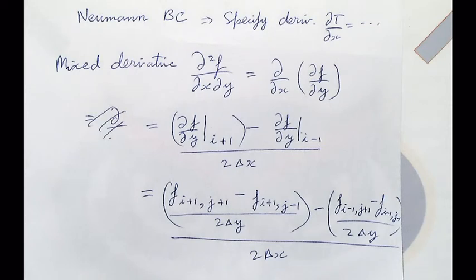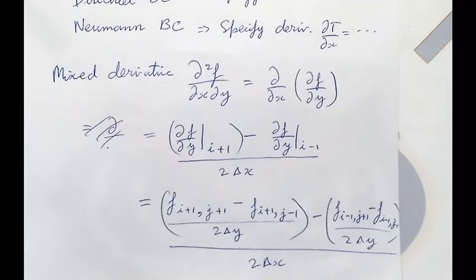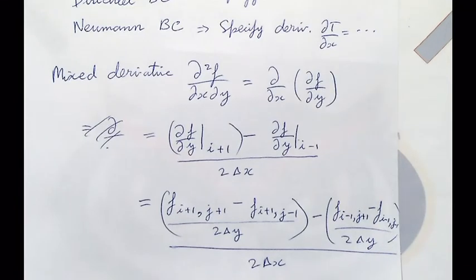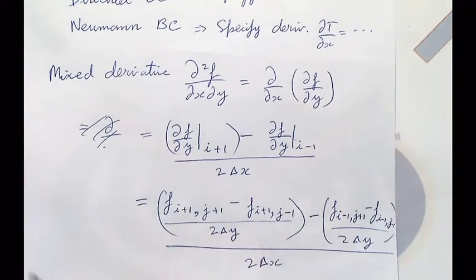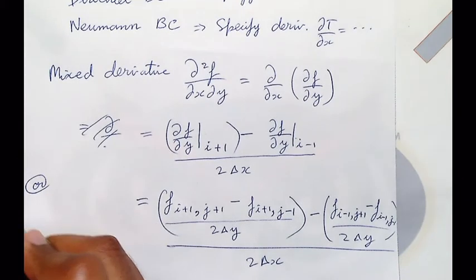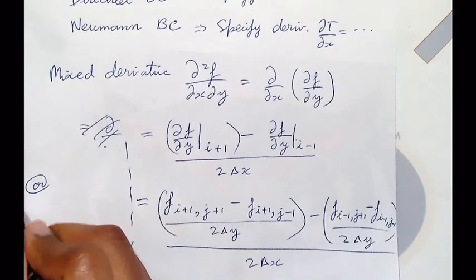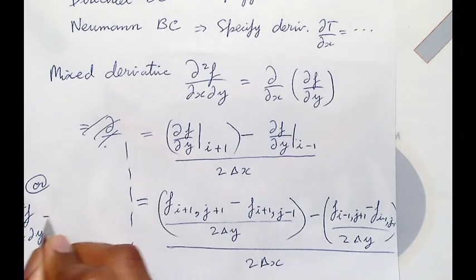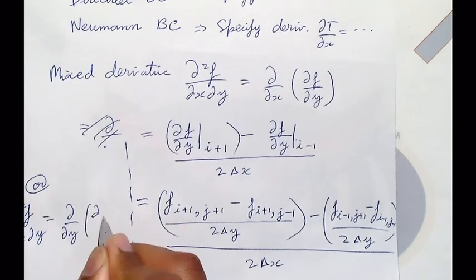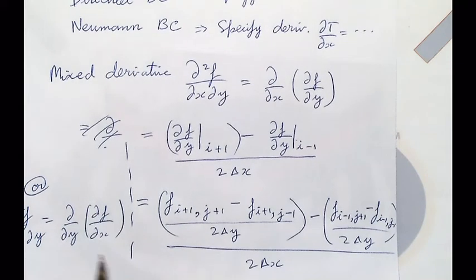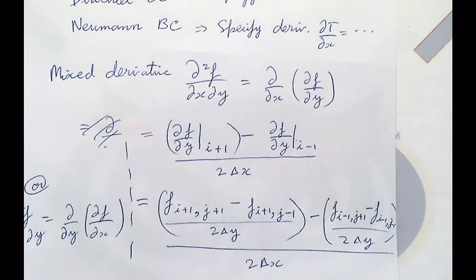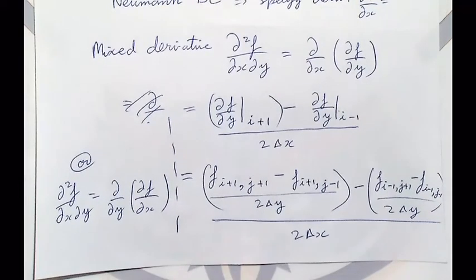Is this the only way? Can you think of another way? We started over here, but you can do it the other way. You can say del 2 f over del x del y is, you can swap the derivatives. So in fact, you could have done it like that. It's all very simple, very straightforward, and all of this is used to do the simulations that I showed you in the beginning.